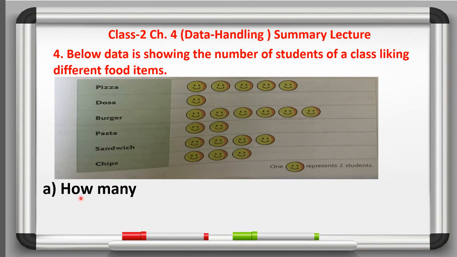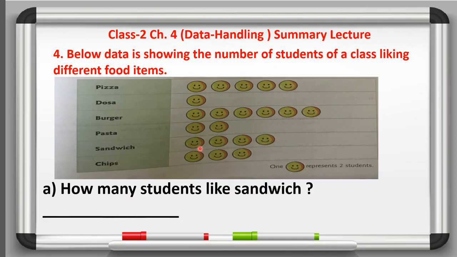In A part it is given how many students like sandwich. So here you have to see the sandwich. How many smileys are there? 1, 2, 3, 4. So here we will multiply 4 by 2 and 4 2s are 8. Means 8 students like sandwich.